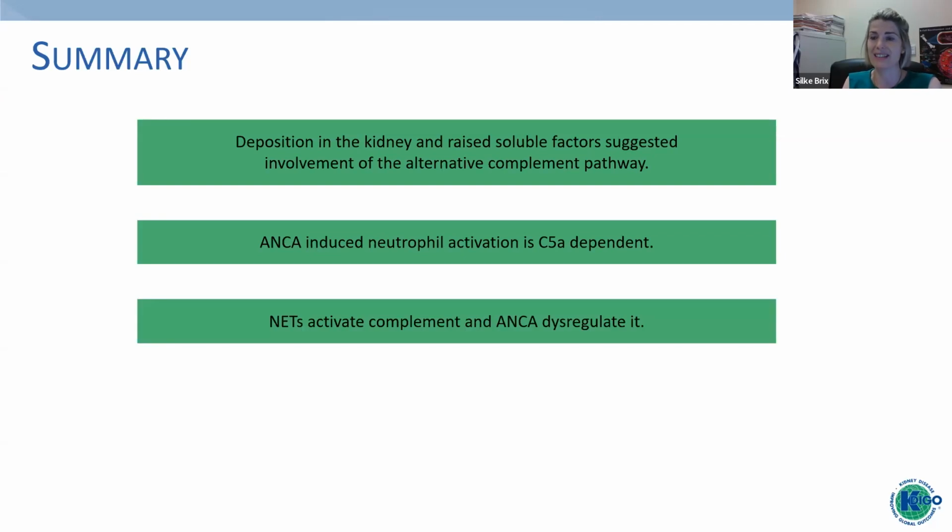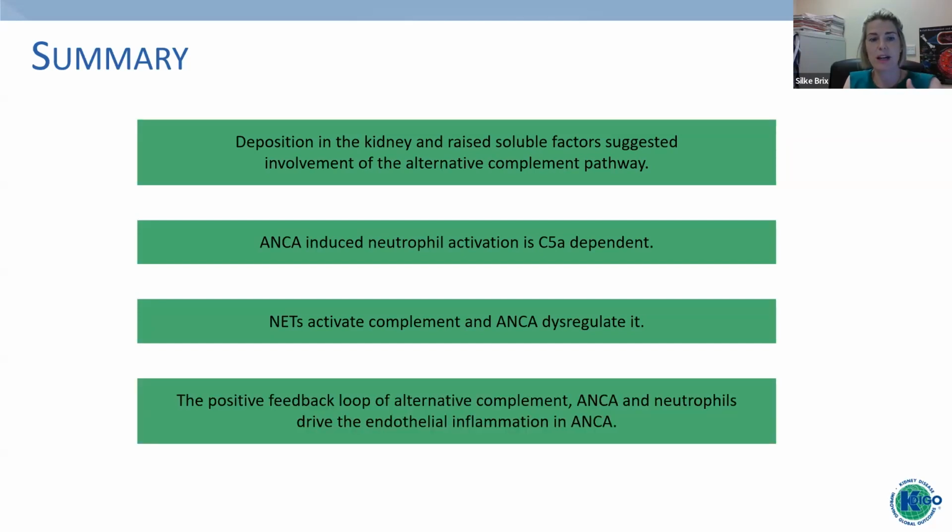And we know that NETs activate the complement and the ANCA dysregulate it, so that this positive feedback loop of these three altogether, the alternative complement, the ANCA, and the neutrophil, they drive that endothelial inflammation in ANCA-associated vasculitis.